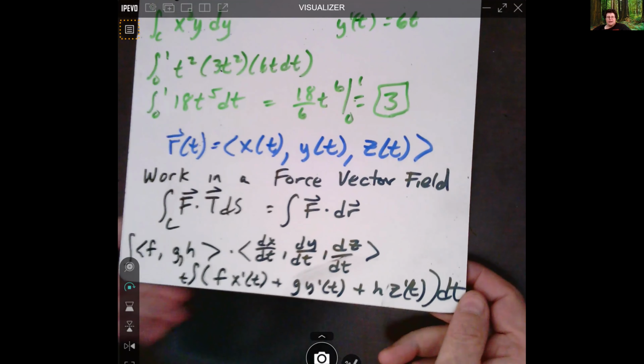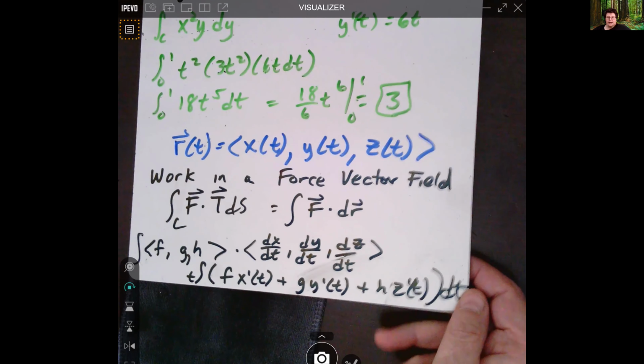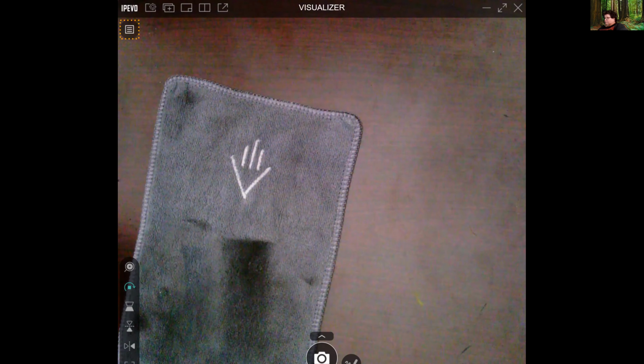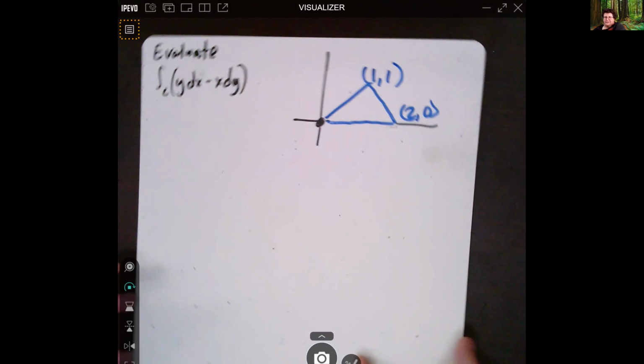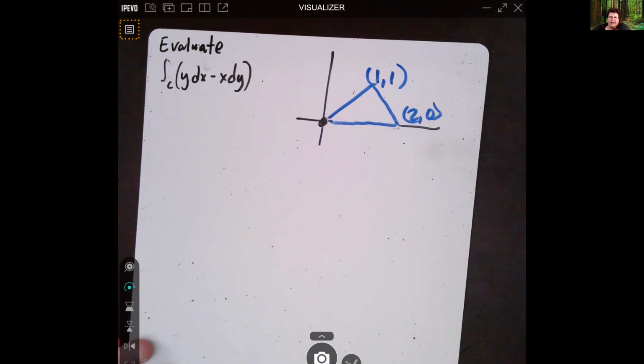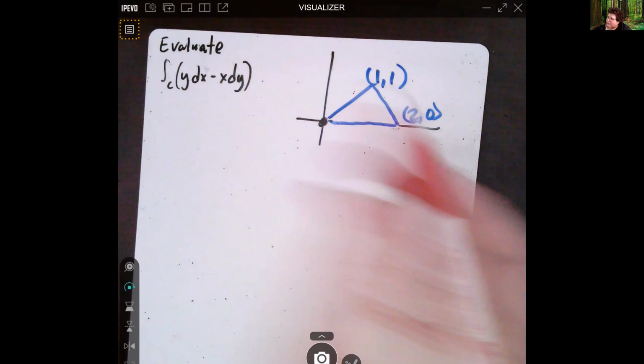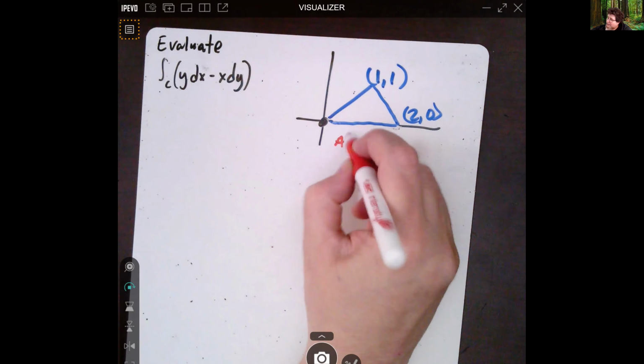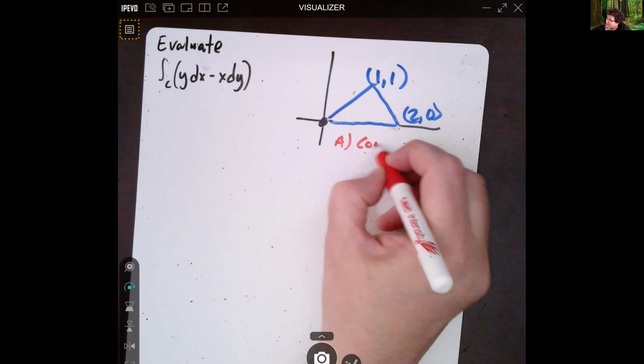All right, so that's kind of a motivation for doing it. Let's look at a problem where we have this curve right here. It's a triangle. We're following the triangle, and let's do it two ways. And this is the function we're evaluating. Let's go step one. Let's go, I don't know, counterclockwise.